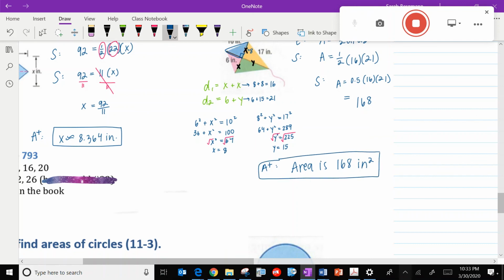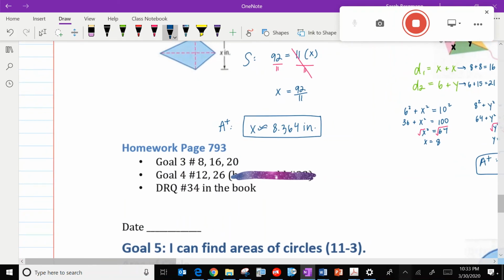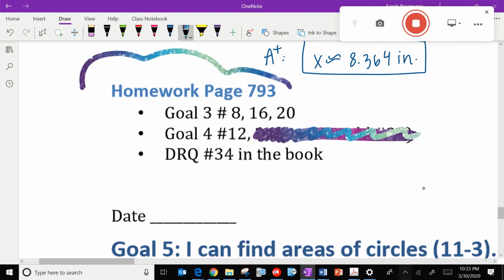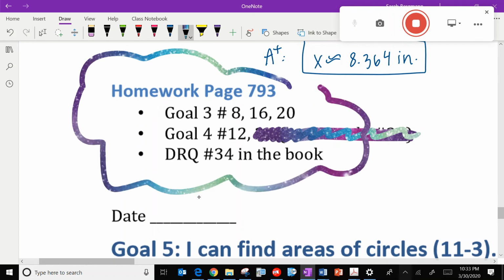There you go. All right, so for your homework tonight, you have page 793. You are doing numbers 8, 16, and 20 for goal 3. However, for goal 4, you are just doing number 12. You can skip 26, and you do not have to do the one for the honors class. And then you have the reflection question number 34 in the book. Here are your problems for tonight.